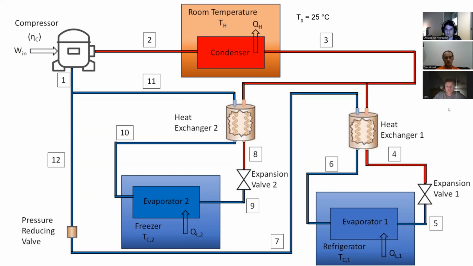And for the refrigerator refrigerant, that will be sent through that pressure reducing valve before it meets back up with the refrigerant that came out of the freezer evaporator. And then they'll combine into one line again and restart the cycle before entering that compressor.